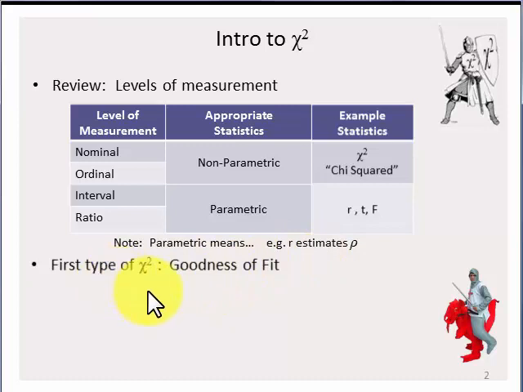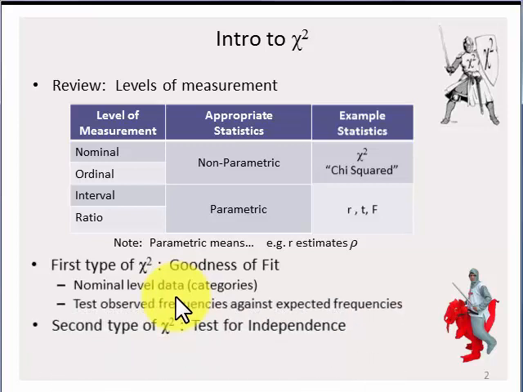So we have two options here. We have the goodness of fit test, which is roughly analogous to a one-way ANOVA, and then the test for independence, which is analogous to a two-way ANOVA. In both cases, you're using nominal level data. That is like data that just goes in categories like gender, political affiliation, religion, etc.